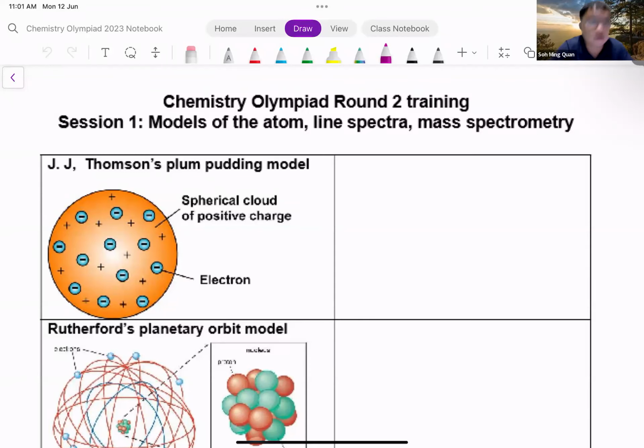Okay, so first, let's go through the models of the atom. Hopefully, you know that the model of the atom has been changed over many times in history because of new scientific discoveries. What are these new scientific discoveries that change our thinking, our concept of the atom? We shall see in a short while. All right, so we are going to go in chronological order, starting from the oldest.